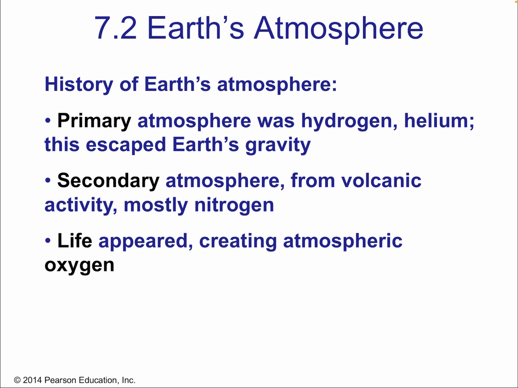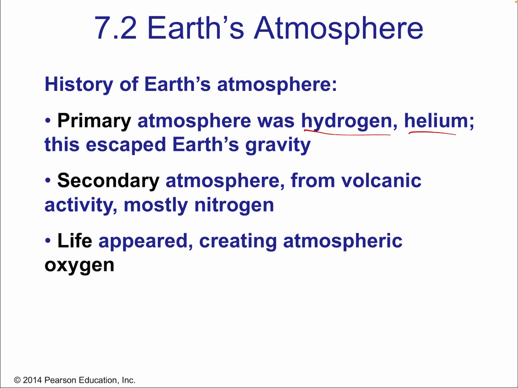So the history of Earth's atmosphere. How did we get it? Why does our planet have an atmosphere? When we talk about other planets, we'll talk about planets that don't have atmospheres. Well, the primary atmosphere was hydrogen and helium, and this escaped Earth's gravity because these very small atoms, the smallest building blocks of the universe, are very easy to accelerate, very easy to pick up a lot of kinetic energy and velocity. And so they're able to gradually escape Earth's gravity, okay?